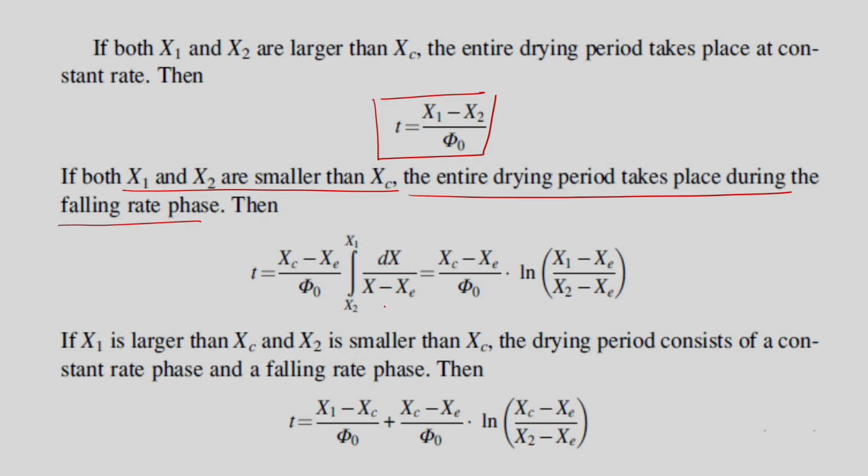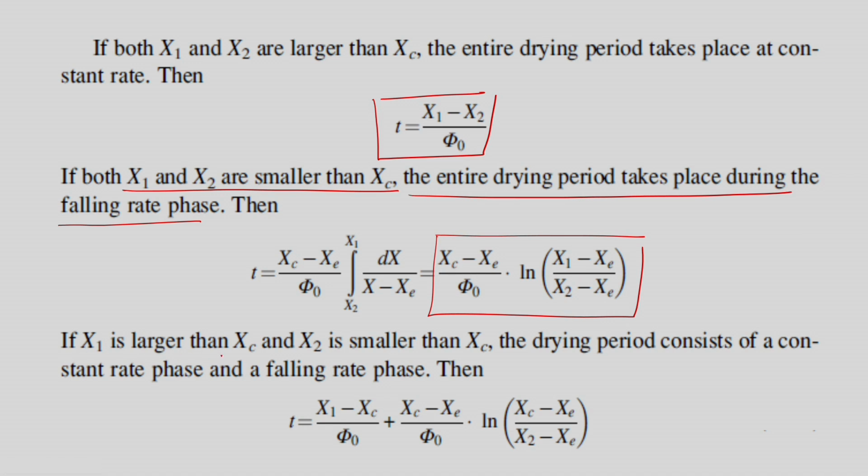After integration, the final formula for drying time is xc minus xe divided by phi naught into ln of x1 minus xe divided by x2 minus xe. Here xe is the equilibrium moisture content, x1 is the initial moisture content, x2 is the final moisture content, and xc is the critical moisture content.